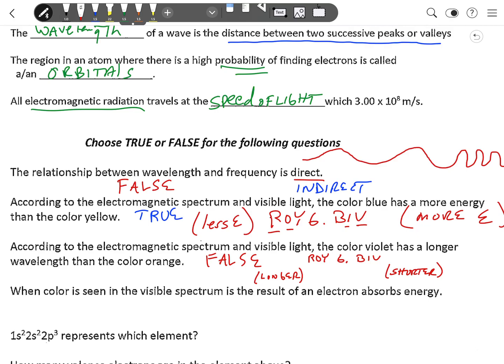When color is seen in the visible spectrum, it is the result of an electron absorbing energy. That is also false. The correct statement would be when it emits or gives off energy, and the capital E for energy. When it does that, then you see light.